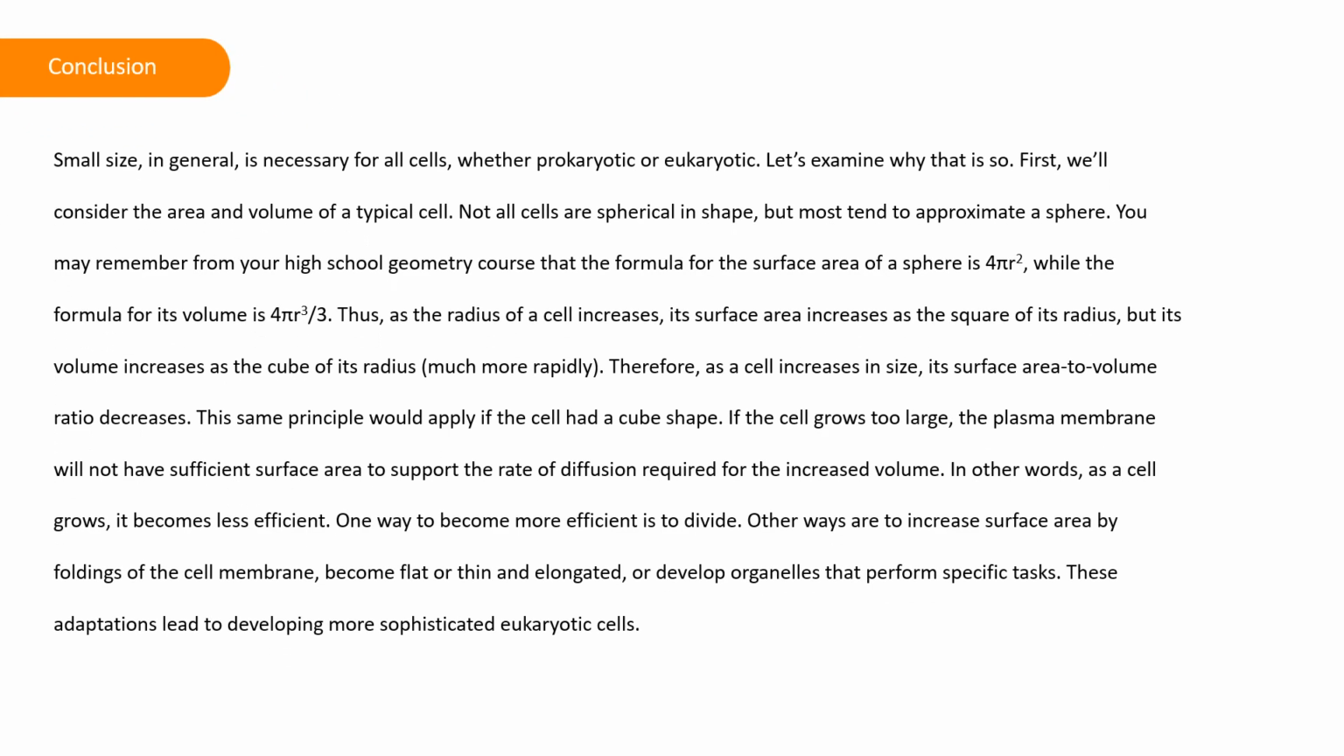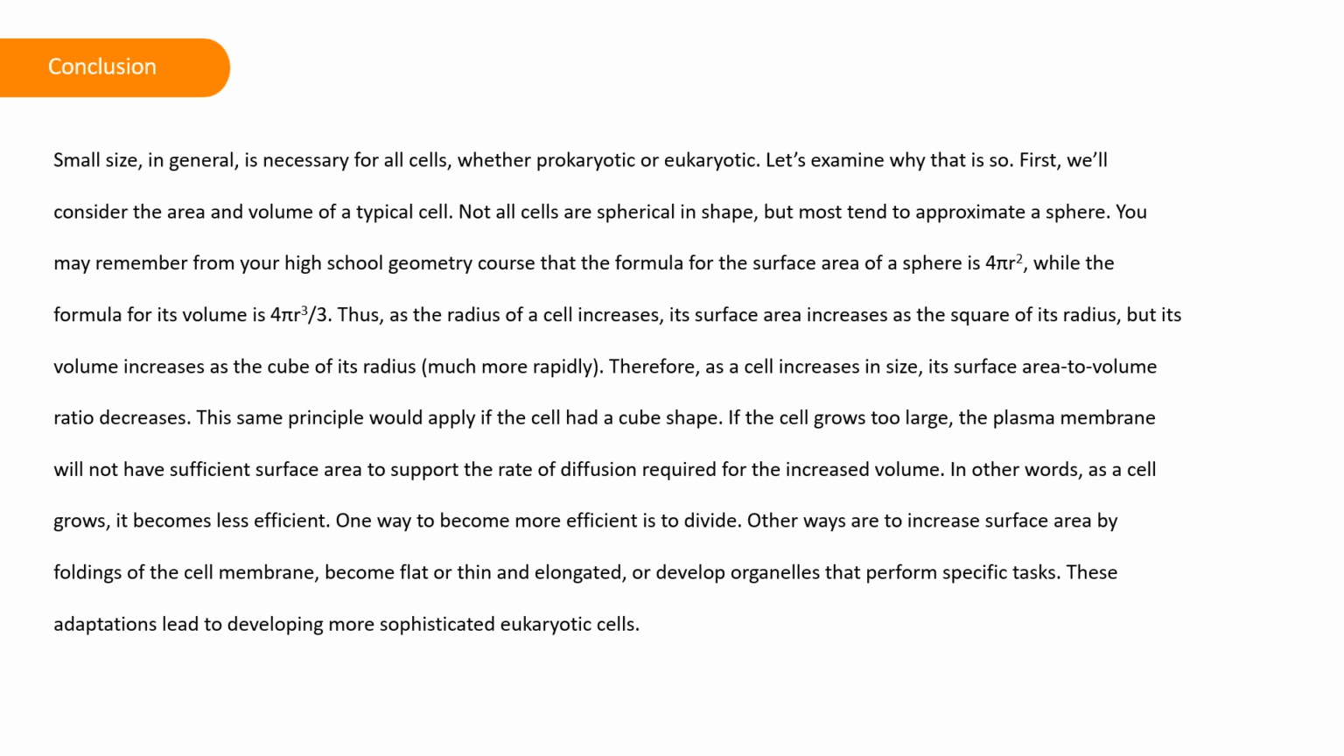Small size in general is necessary for all cells, whether prokaryotic or eukaryotic. Let's examine why that is so. First, we'll consider the area and volume of a typical cell. Not all cells are spherical in shape, but most tend to approximate a sphere. You may remember from your high school geometry course that the formula for the surface area of a sphere is 4 pi r squared, while the formula for its volume is 4/3 pi r cubed.